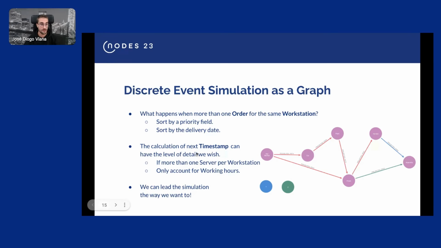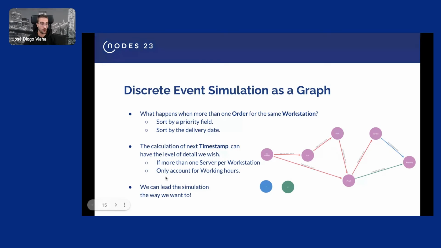There's also the calculation of the timestamp, the next timestamp, the one that I was showing before, and we can have it in the level of detail we wish. So if there is more than one server per workstation, imagine we have two people assembling chairs, or just assembling whatever they are doing. If we have more than one, then it means that we can have two orders at the same time being handled by them instead of just one each time.